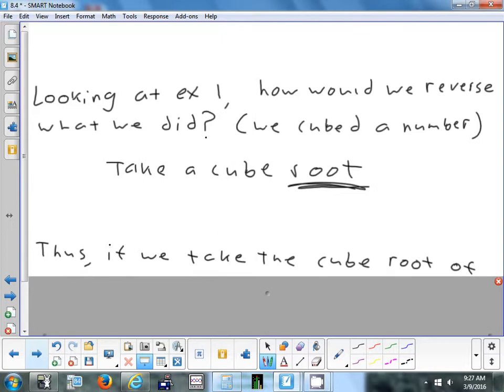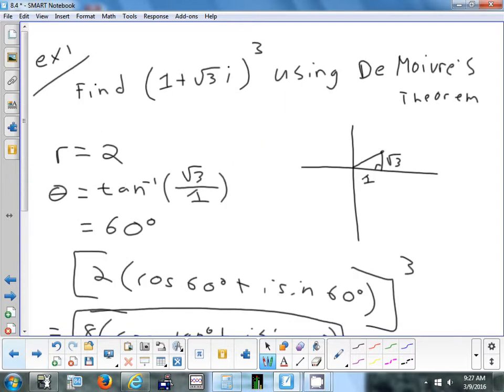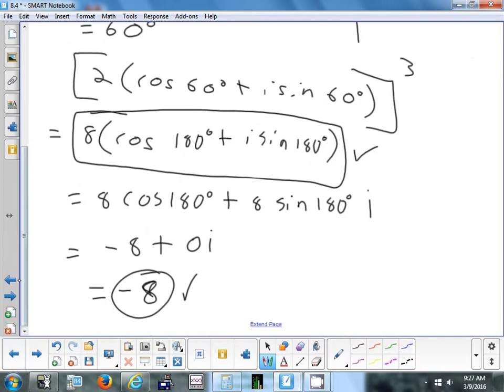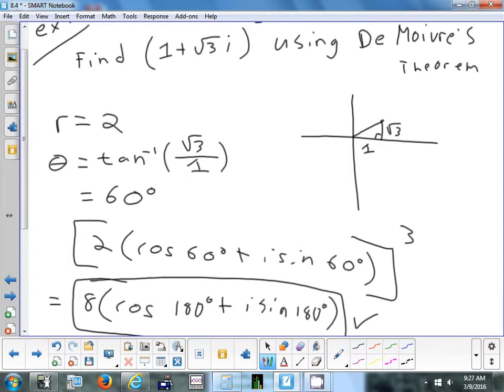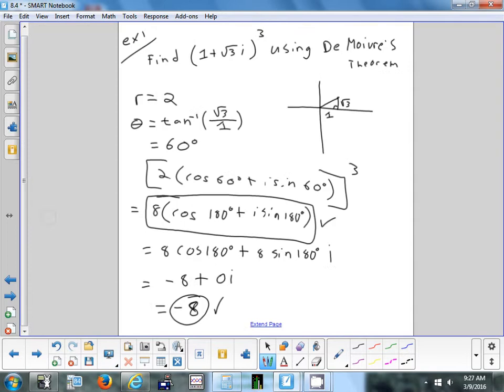All right? So I'm just going to go back for a second and look at example 1. If you cube 1 plus root 3i, you get negative 8. So what would you get if you take the cube root of negative 8? How do we take the cube root of negative 8? Well, we're going to learn how to do that. But based on this example, we should already know what the answer would be. If you cube 1 plus root 3i and get negative 8, then if you cube root negative 8, you'd go back to what you started with. So this is one of the answers for the cube root of negative 8.